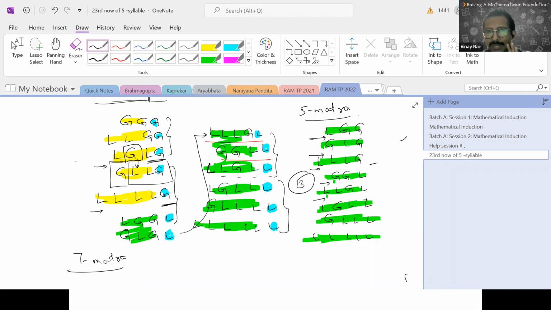And 4 matra prastara has 5. So 3 plus 5 will be 8. And 7 has to be more than 13. It'll be part of the 7 matra. So we can get like little.